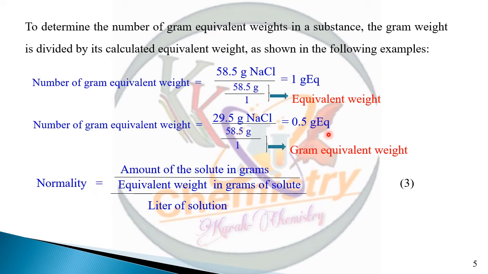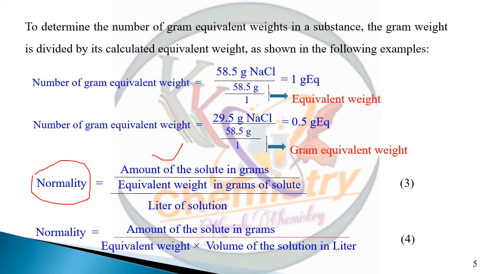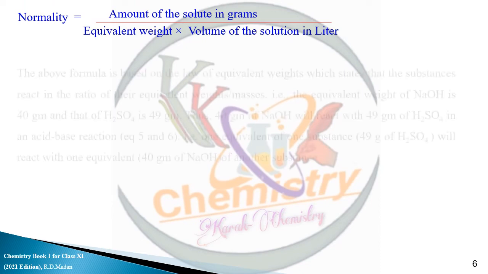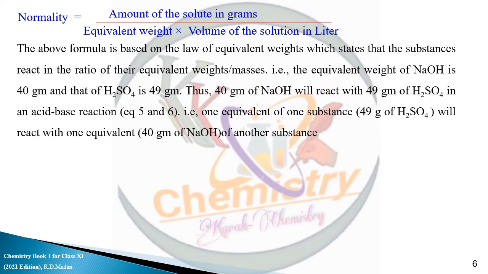Now, by using equations 1 and 2, we can find another equation where the normality is equal to the amount of solute in grams divided by equivalent weight per liter of solution, and we know that the equivalent weight is equal to the molar mass divided by x.